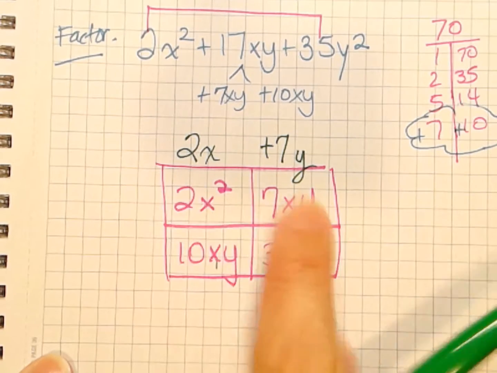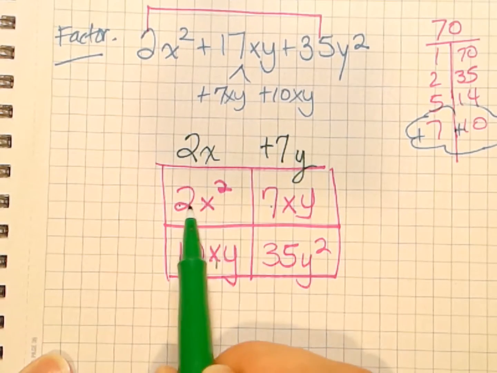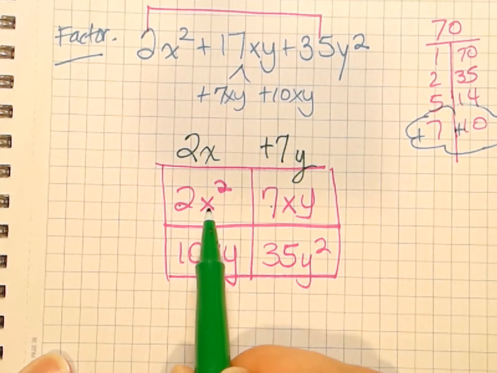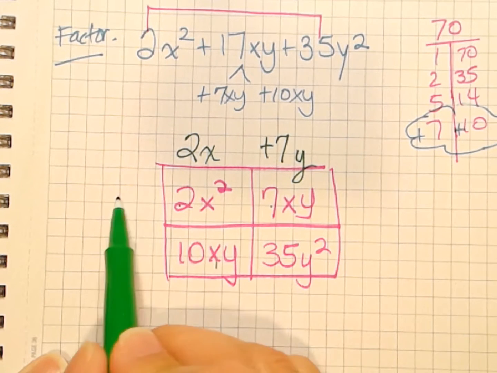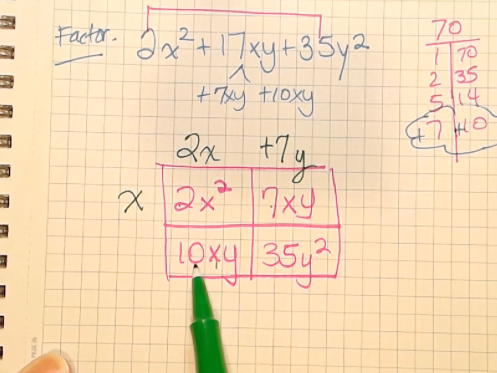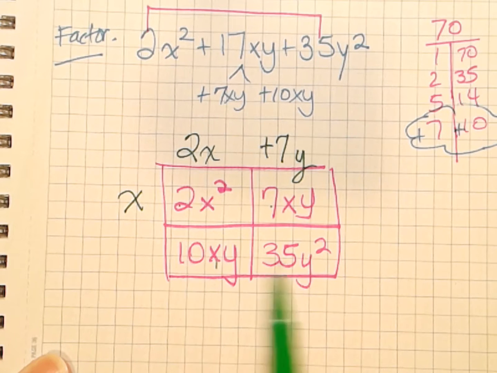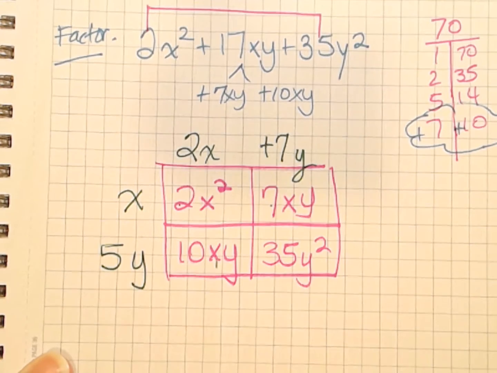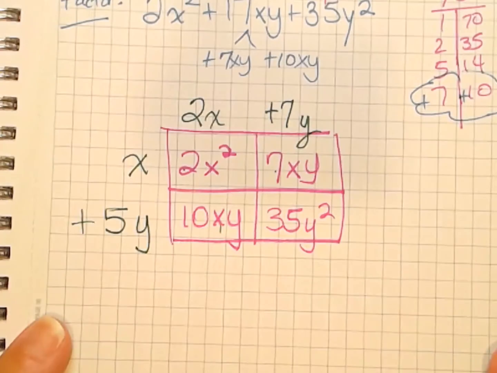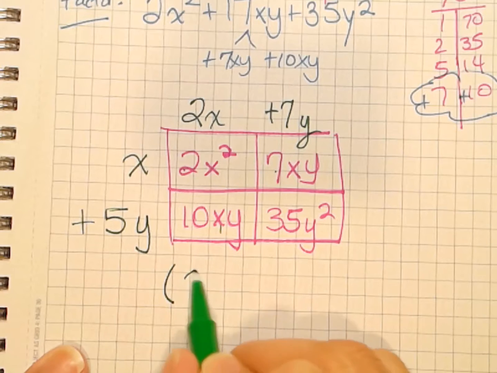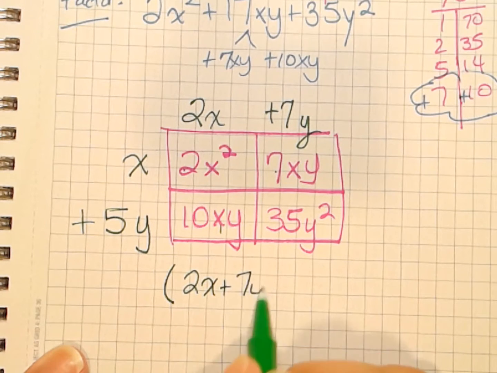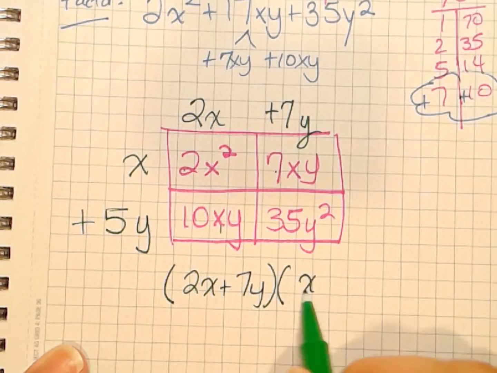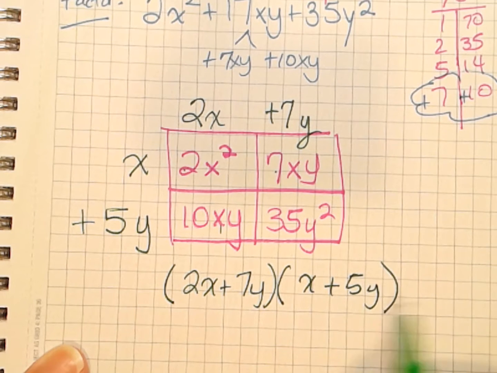Now let's check our rows. The numbers don't have anything in common, but I see an x in both of these, so they have a common x. And then look at my last row. The numbers have a 5 in common, so I'm going to factor out a 5. And then they also have a y in common. That was a positive. So when I write my factors out, I'll get 2x plus 7y and x plus 5y.